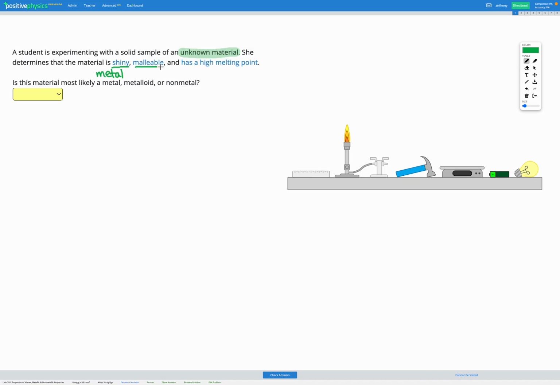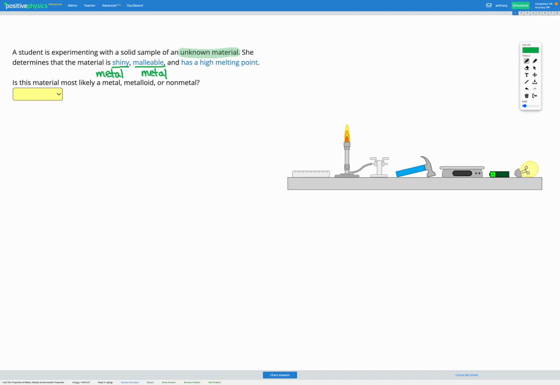The next property is malleable. Malleable means when you hit it, for example, hit it with a hammer, it will get a dent in it and it will deform. The opposite of that would be non-malleable, which would be that if you hit it, it perhaps broke. So malleable or malleability is a property common in metals. So again, that's a metallic property.